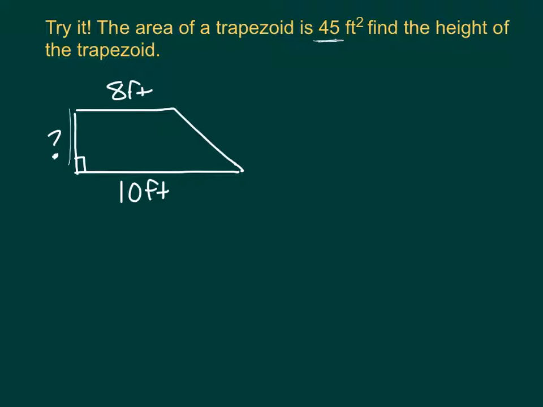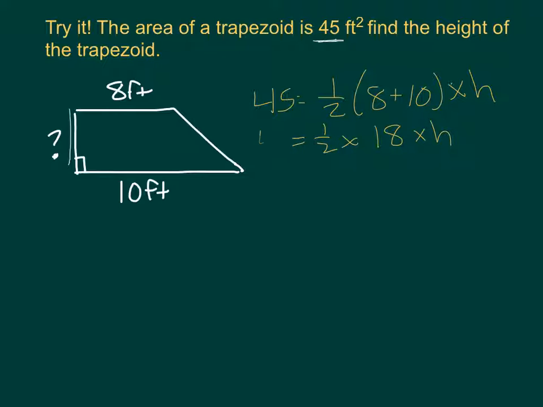Solve it. Okay, I hope you plugged it into your formula. 45 equals 1/2 times 8 plus 10 times what we don't know, which is h. 8 plus 10 is 18, times 1/2, times h. Sorry, I wrote that all sorts of backwards. 1/2 of 18 is 9. 9h equals 45. Well, then I just divide each side by 9.